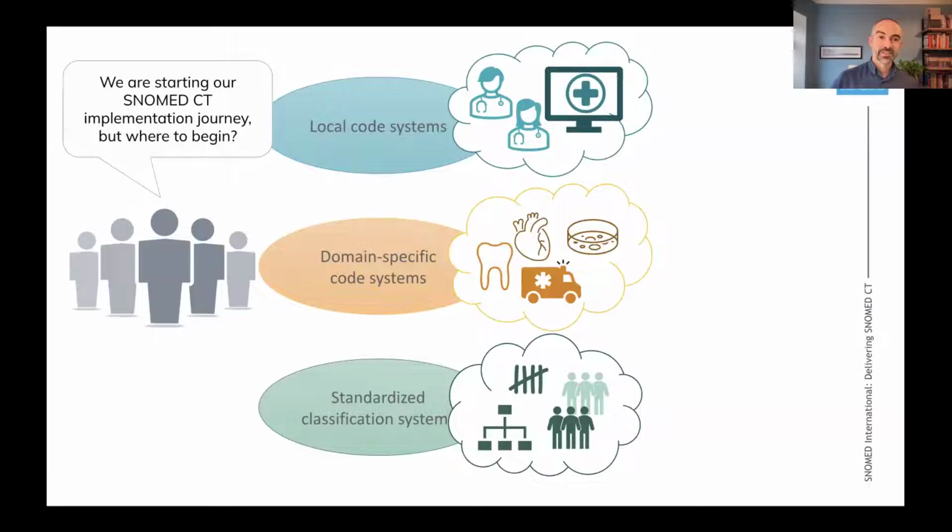So you're starting your implementation journey to implement SNOMED, and there's a few common scenarios. You may have a local code system. It could be an interface terminology. It could be a legacy code system. Maybe it was part of your original EHR when it was adopted. You may also have some domain-specific code systems. Maybe they're specific for cancer or dentistry or mapping. It's also common to use a classification system, and that could be for billing, or it could be for some types of high-level reporting and statistics.